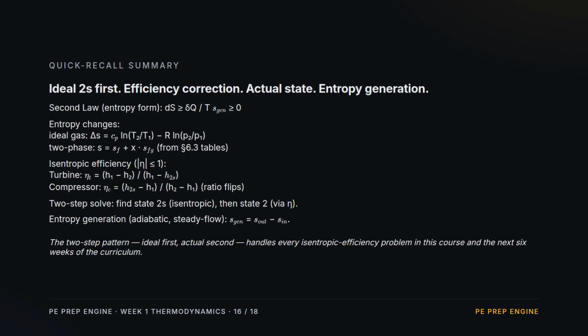Quick recall summary. Second law in entropy form. S generation is always non-negative. Delta S, ideal gas uses Cp and R with temperature and pressure ratios. Two-phase uses Sf plus quality times Sfg. Isentropic efficiency is actual over ideal for a turbine, ideal over actual for a compressor. Solve in 2 steps. Ideal 2s first, then actual 2 via eta. For an adiabatic device, entropy generation is outlet minus inlet entropy.